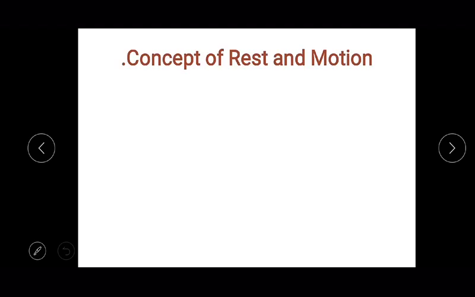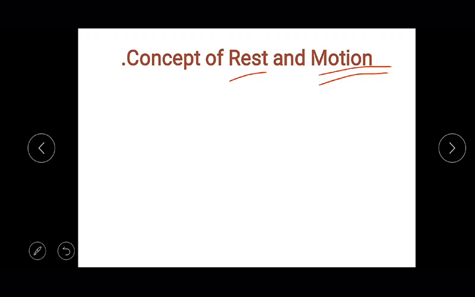Okay, now as we have understood the concept of position, we are ready to understand the concept of rest and motion. So in mechanics, while we are studying motion, we find that there are two states, the state of rest and the state of motion. The state of rest says that an object is at rest, an object is stationary, while motion says that the object is moving. So we will try to understand rest and motion.